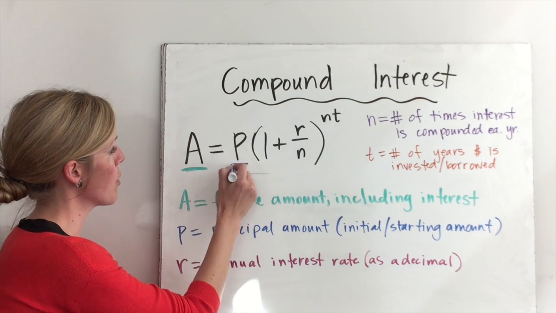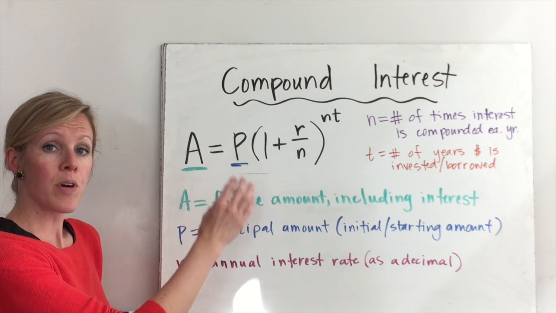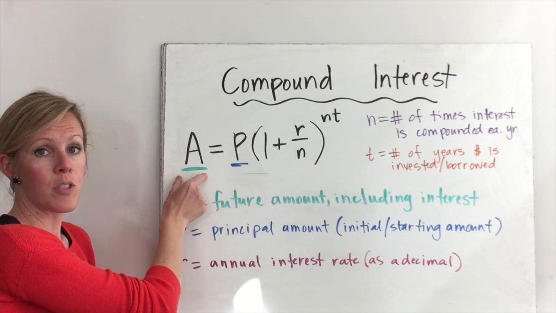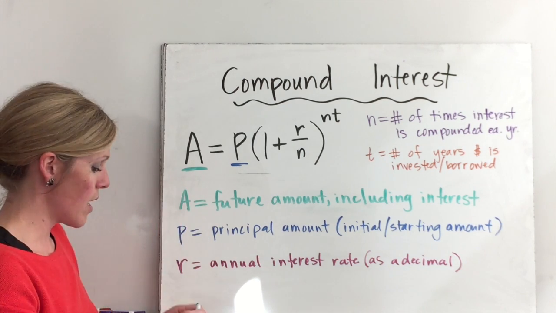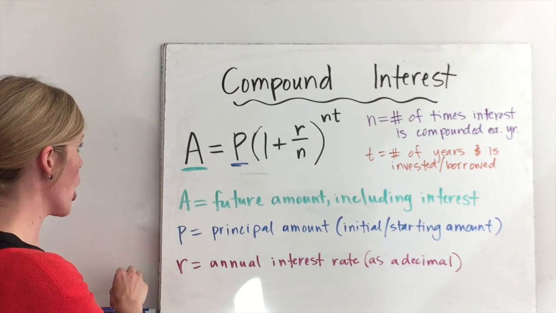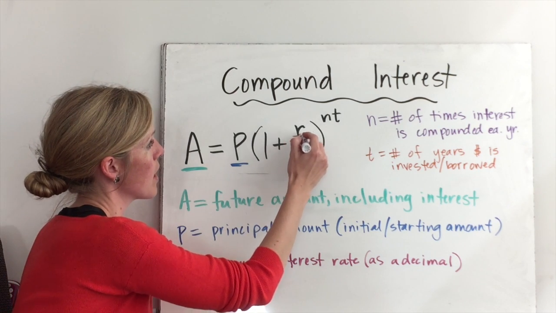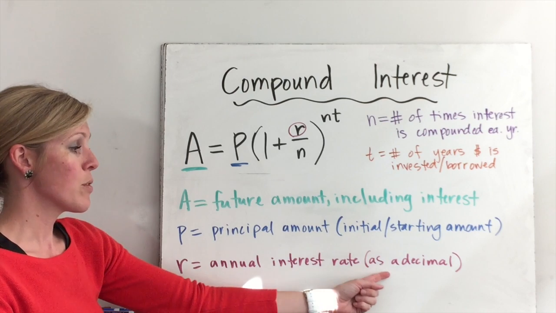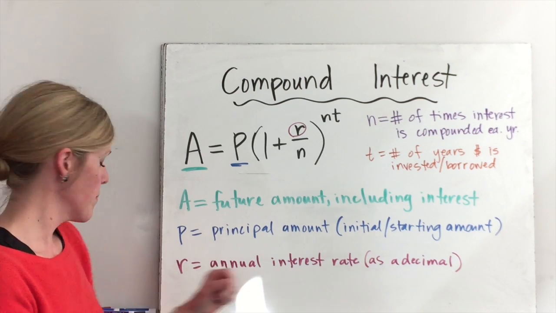P is your principal amount. In other words, if you put a set amount into an account and it has a certain interest rate, the A value is going to be what you have after a certain amount of time. The R that we see right here is the interest rate. Now be sure to express that as a decimal, okay?